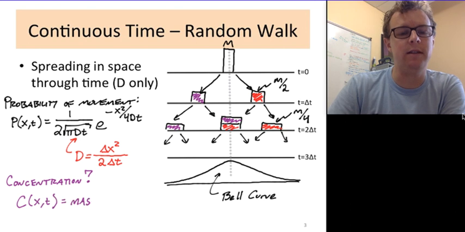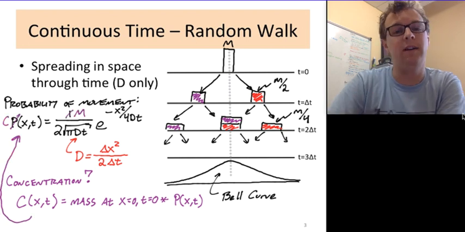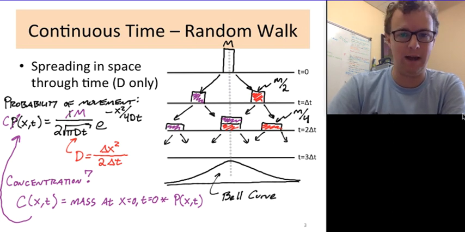If we want to understand what concentration does, we can take the mass that we started with, that initial m at the very top of my drawing on the right-hand side, and multiply it by that probability. So how do we get concentration as a function of x and time in this case? We simply replace probability with concentration, replace that 1 with the total mass that began there.